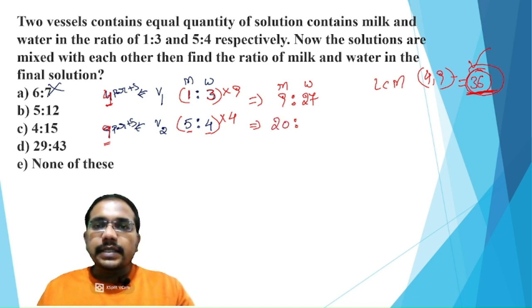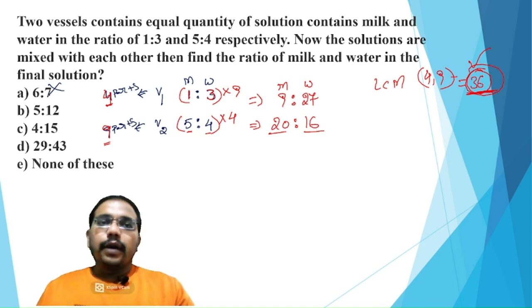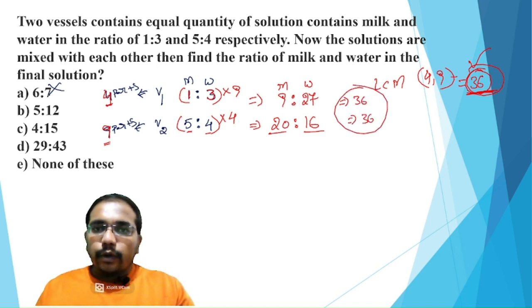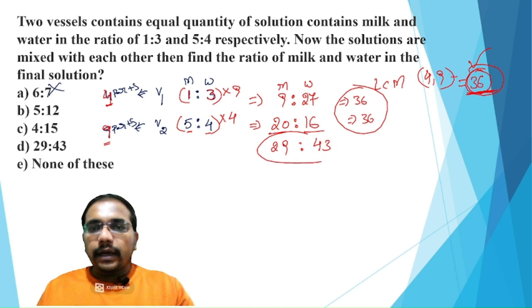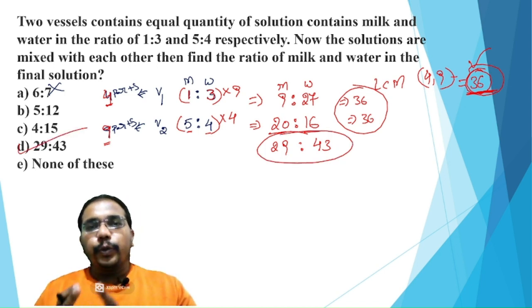4 fours are 16. Now if you are adding milk and water, it is already same. 9 plus 27, 36. 20 plus 16 also 36. Vessel 1, vessel 2, now they are having 36 liters. 36 liters we are assuming. Clear? So what we have to do? 9 plus 20, 29. 27 plus 16, 43. That means final ratio what you will get? 29:43. I hope you understand.